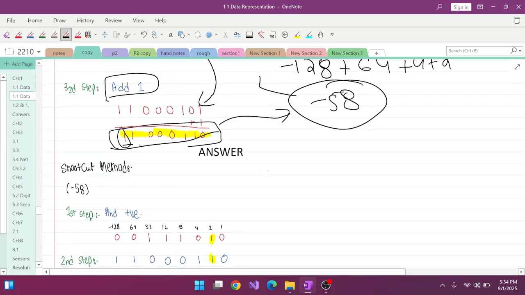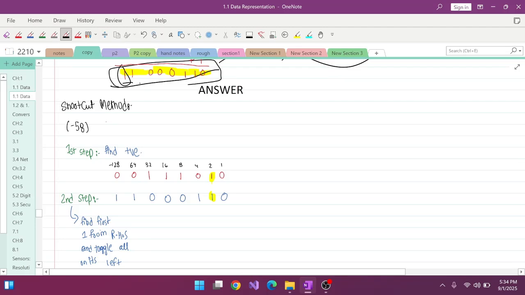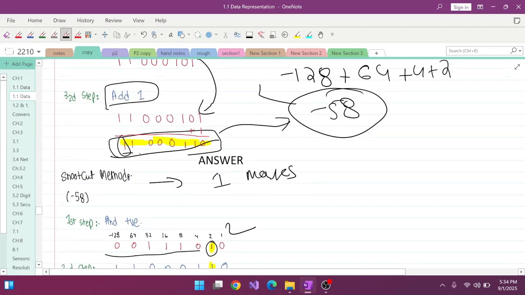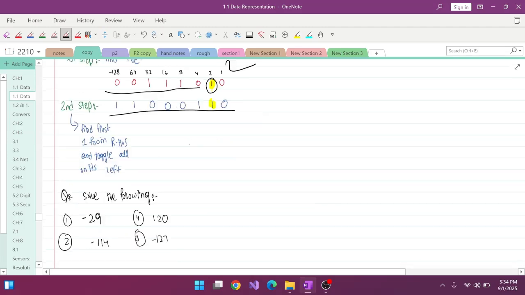There is another shortcut method for 1 mark. What is that? You will find the positive binary, and step 2 is to find the first 1 from the right-hand side and toggle all the bits on its left. Like, I want to find the 1, 0, I find the 1 here, and after that I will toggle all the bits, 1 1 0 0 0 1 1. You can check that this one and this one are the same.